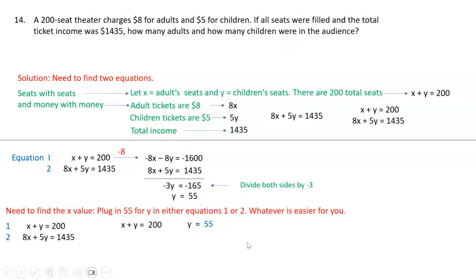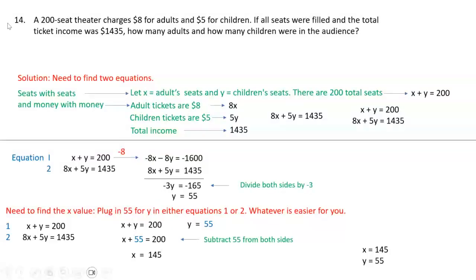Right, so we're going to plug in 55 for the y. It's going to give us x plus 55 equals 200. We subtract 55 from both sides, so x equals 145. So the answer is x equals 145 and y equals 55, right?